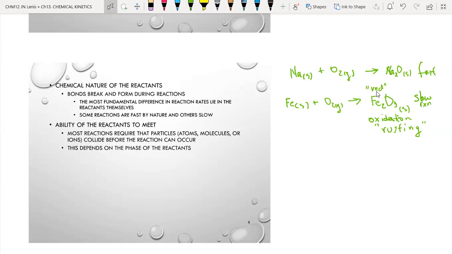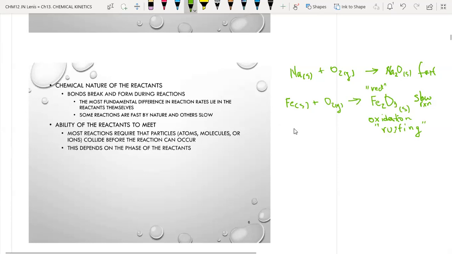Other metals can also produce that. Aluminum and oxygen also is a fast reaction. Zinc and oxygen, very fast. The aluminum and oxygen produces the white color during the firework.